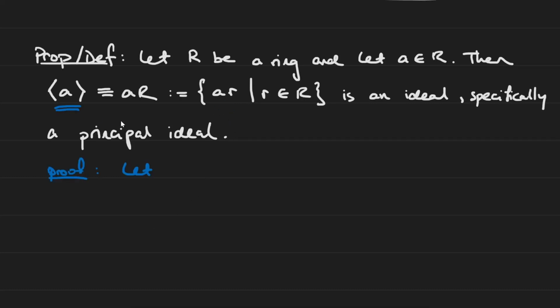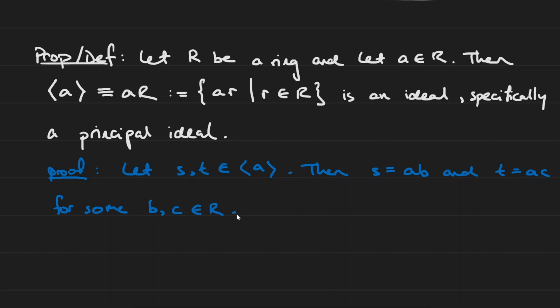But let's just take two elements of this set here. Let's call them S and T. Then because S and T lie inside of this set, S is equal to A times B, and T is equal to A times C for some B and C in the ring R. What we wanted to show is that S plus T also lies inside of this ideal, so that's the first condition for being an ideal. So let's take a look at S plus T, which is equal to A times B plus A times C. But we can factor out an A, so we're left with A times (B plus C). B and C were ring elements, so the sum is also a ring element, so therefore this lies inside the principal ideal generated by A.